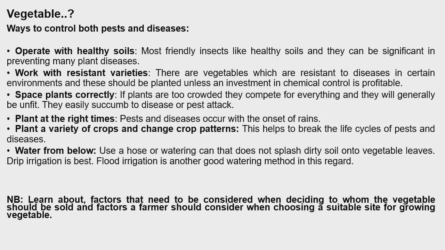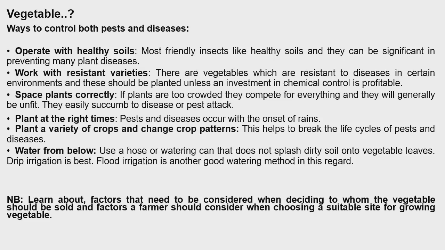Plant at the right times. Pests and diseases occur with the onset of rains. And then also plant a variety of crops and change crop patterns. This will help to break the life cycles of pests and diseases. Water from below. Use a hose or a watering can that does not splash dirty soil on vegetable leaves. Drip irrigation is the best to use because it just waters from the bottom of the plant. Flood irrigation is another good watering method in this regard.